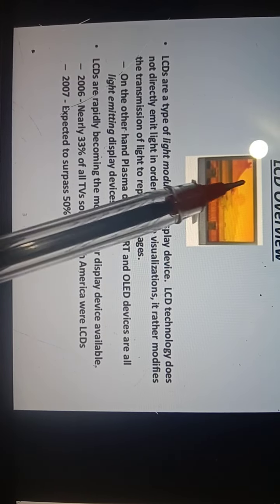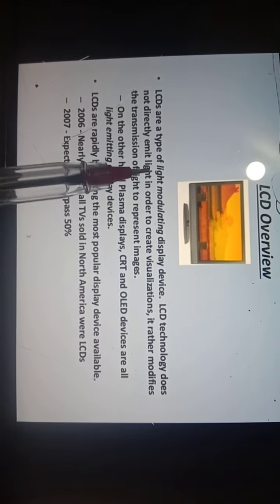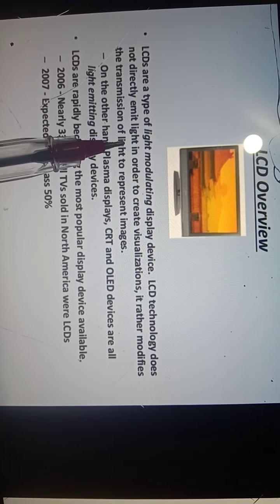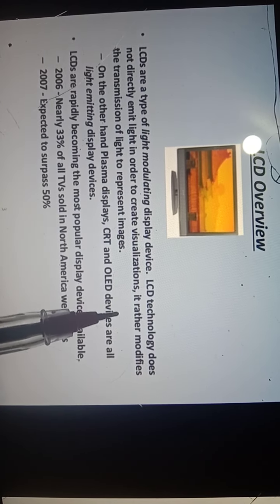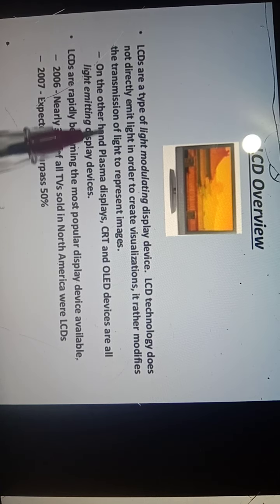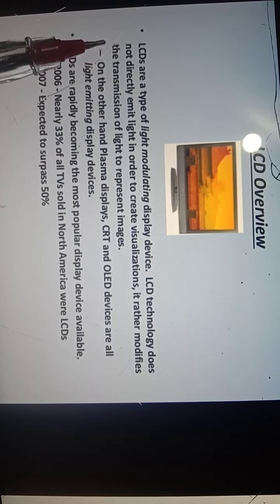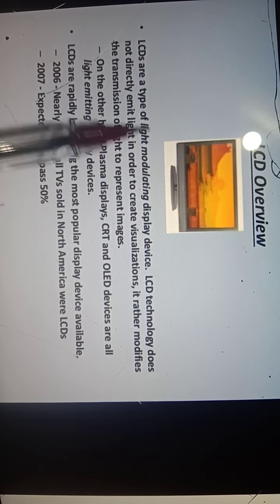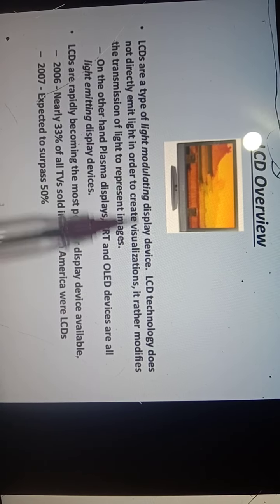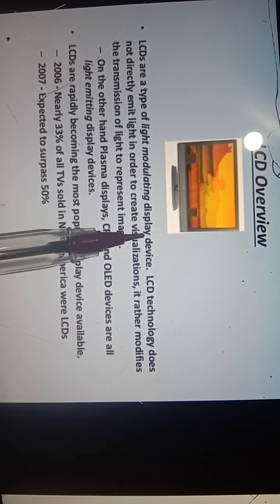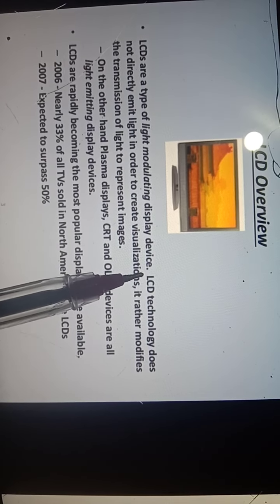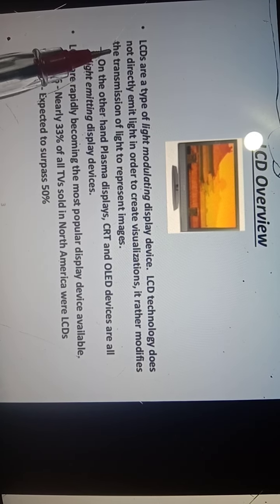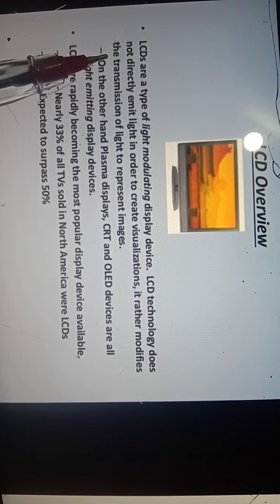And coming to the overview of LCD, LCDs are a type of light modulating display. LCD technology does not directly emit light. In order to create visualizations, it rather modifies the transmission of light to represent images. LCD is a type of light modulating display device. Already we know that LCD is a liquid crystal display that is a light modulating display device. And LCD technology does not emit light directly, meaning it is not going to exhibit light.